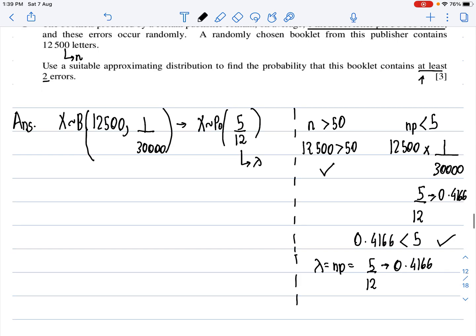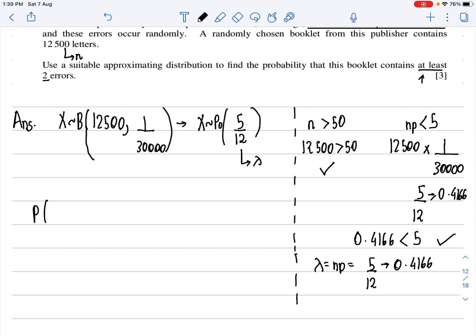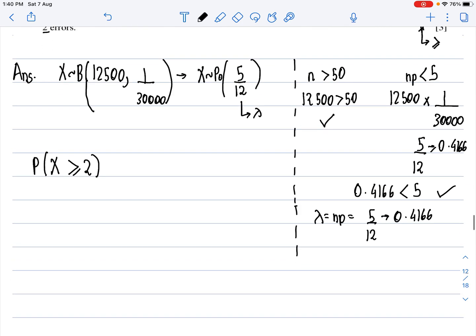So basically what I need is the probability that the book has at least, and the sign for at least is more than or equal to. So I simply write more than or equal to 2. This is what I basically get: the probability of x should be more than or equal to 2. So whenever we have more than or equal to, we write this as 1 minus the probability of x being less than or equal to 1. Correct?